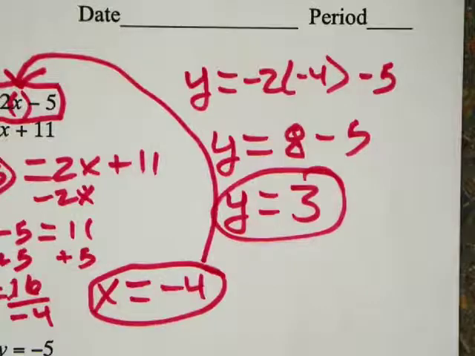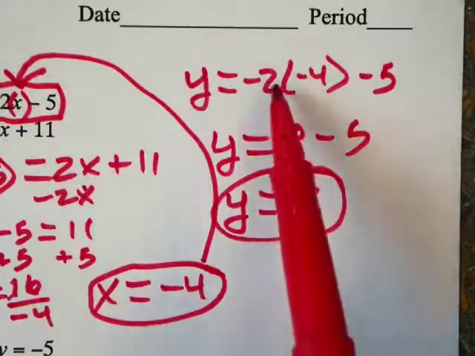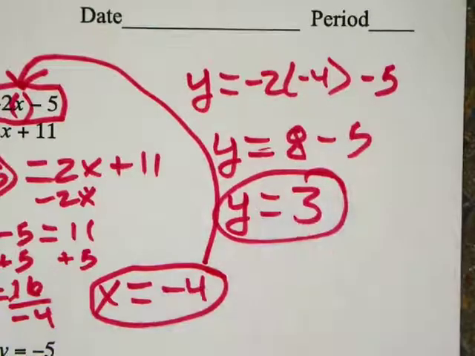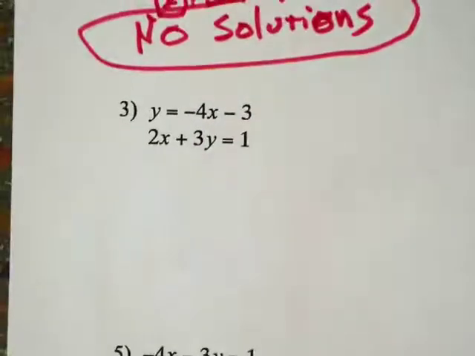Sorry, I wrote off the page, but you can see what I did. I just plugged in the negative 4 and then solved down until I got to 3. All right, let's move on to number 3.